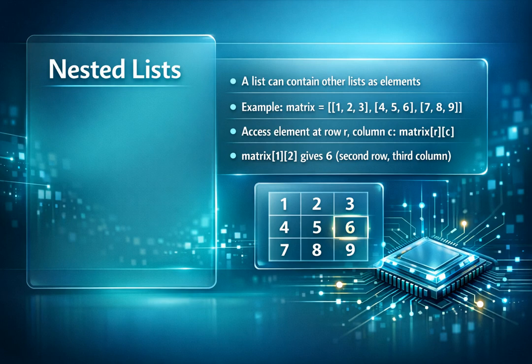A nested list is a list that contains other lists as its elements. This is used to represent two-dimensional data, like a matrix or a table. You access an element in a nested list using two indices. The first selects the inner list, and the second selects the element within it.